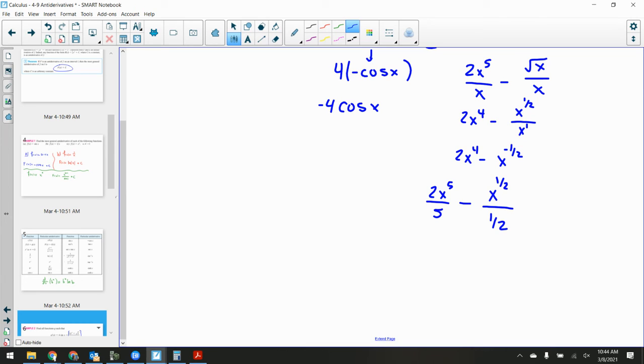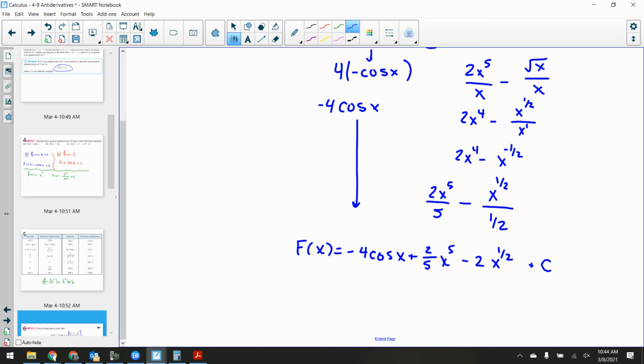So now let's bring everything down. So big F is negative 4 cosine x plus, and we'll just make it a fraction out front, 2/5 x to the fifth. Now, what is dividing by 1/2? Multiplying by 2, right? So minus 2 x to the 1/2 plus c. The only thing you could do there is take the x to the 1/2 and turn it back into a square root of x if you'd like to, but I would accept it either way.